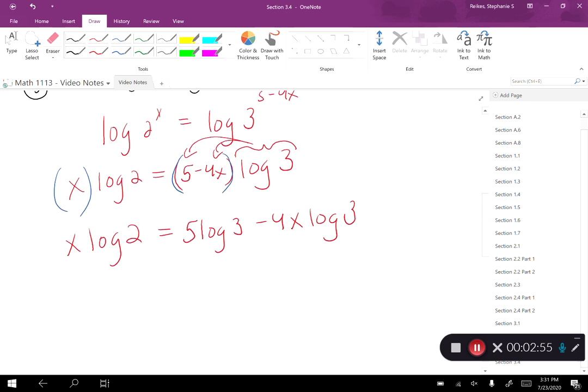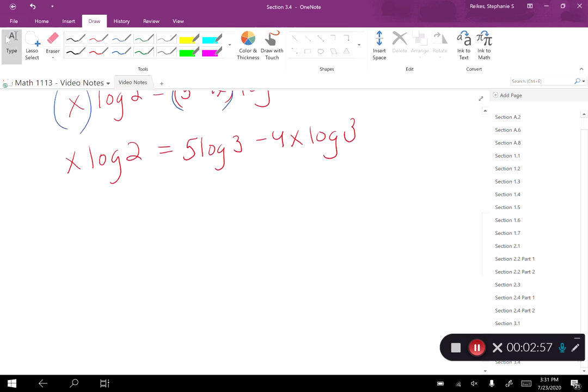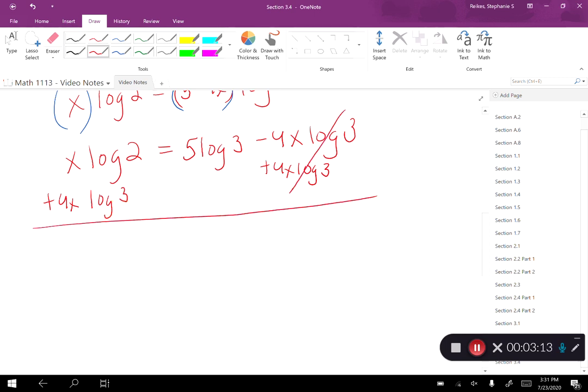Again, my goal is to solve for x, so the first thing I want to do next is bring all my x's to one side of the equal sign. So I'm going to go ahead and add 4x log 3 to the left. On the right, that's going to cancel out. Now on the left, those aren't exactly like terms. One's a log 2, one's a log 3. So all I have to do is write it side by side.